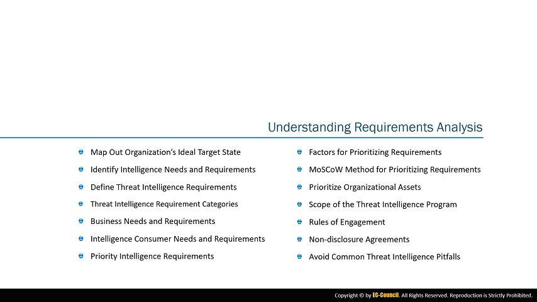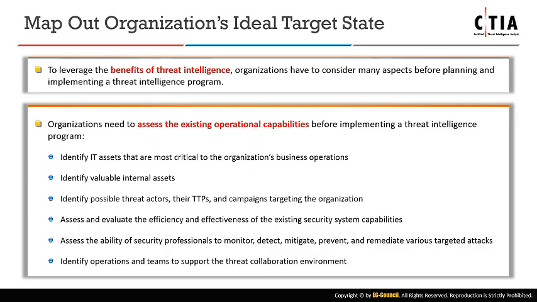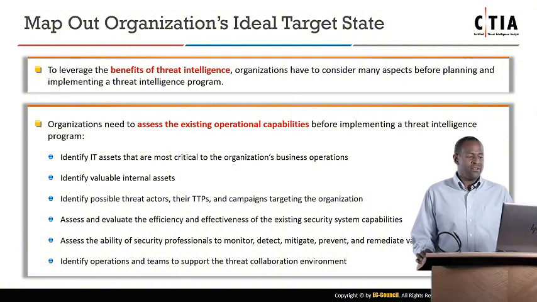We're also going to look at the Moscow method for prioritizing requirements, prioritizing organizational assets, the scope of your threat intelligence program, rules of engagement, non-disclosure agreements, and we're going to look at avoiding common threat intelligence pitfalls. So we have a lot to go over in this section. So let's jump on into it, and we're going to start out with mapping the organization's ideal target state.